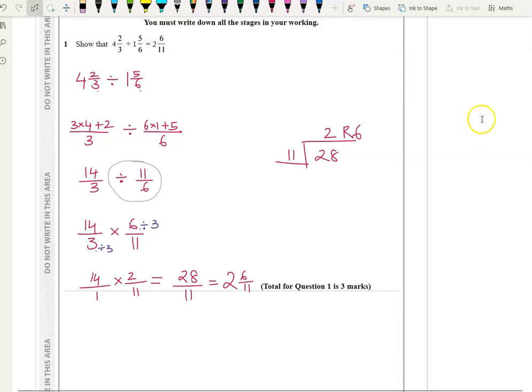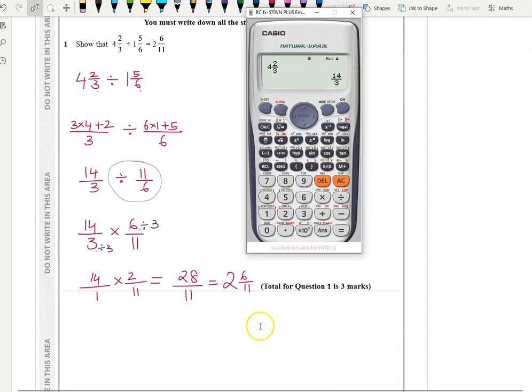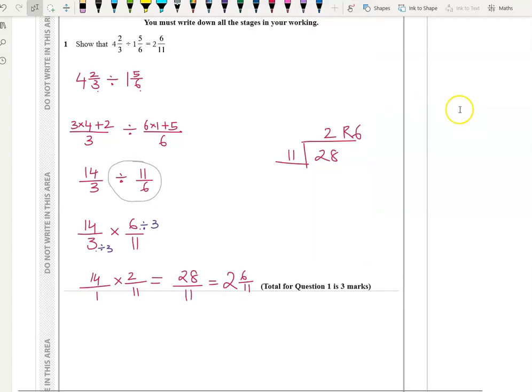Now again this can be done with the calculator. You type 28 over 11 and press equal. Now to convert this into a mixed number, press shift and S-D. It gives you your final answer, which is 2 6 over 11. Okay. Moving to the next question, number 2.